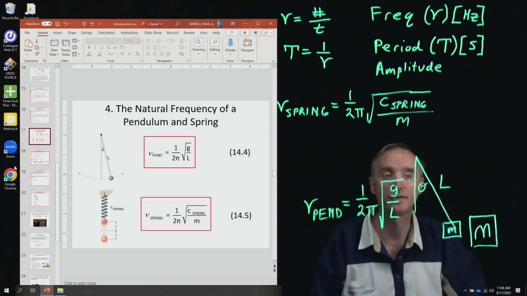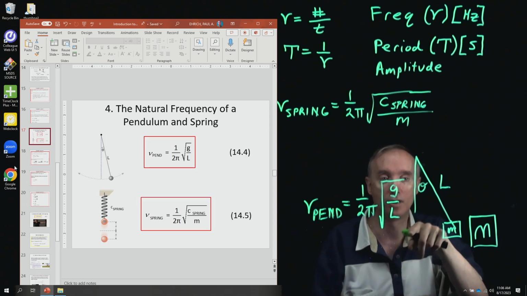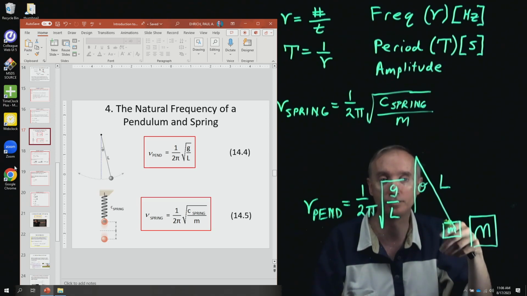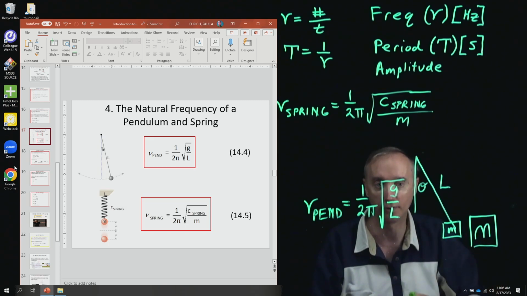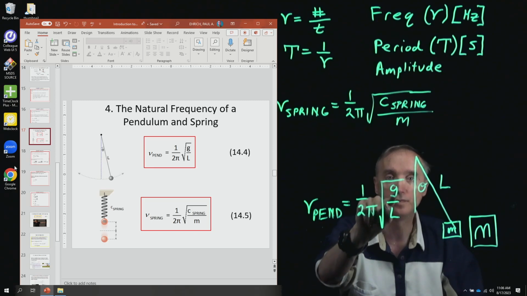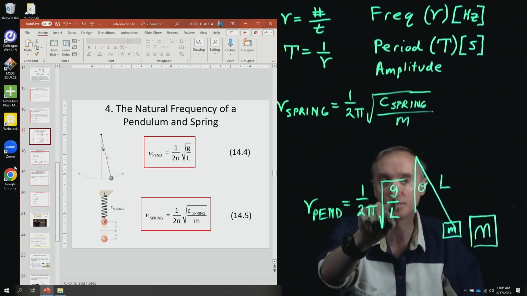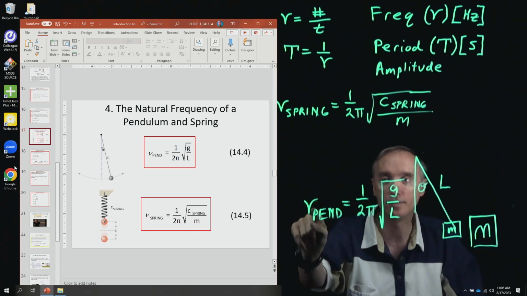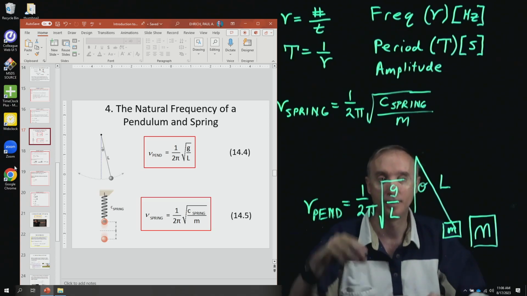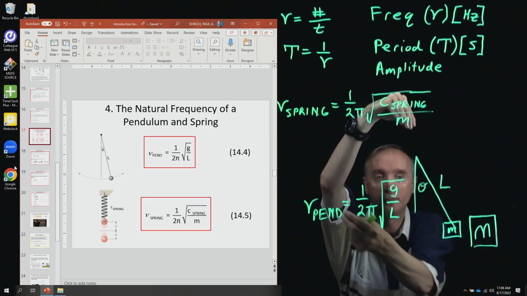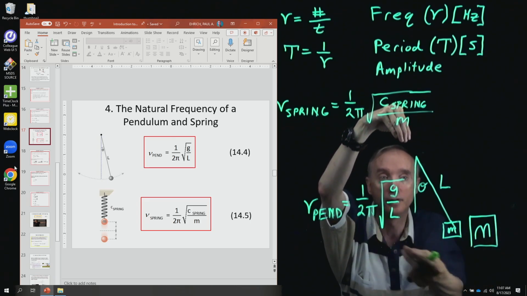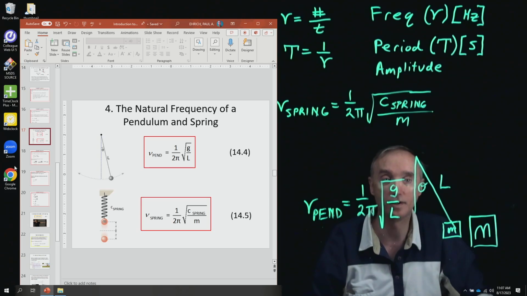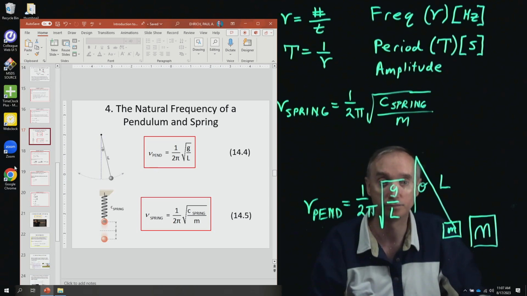So the G value on the moon is going to be about 1/5 of the G value on Earth. So on the moon, this G is going to be smaller. What does that tell you about the frequency? It means that the pendulum is going to swing slower on the moon than it does on the Earth.